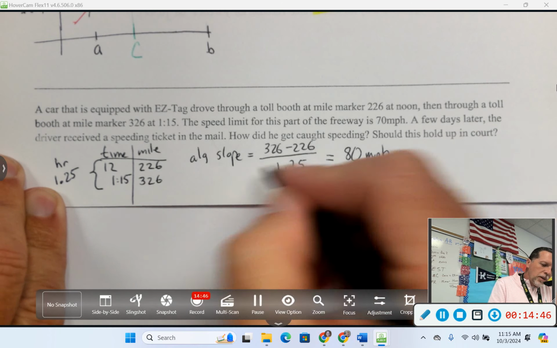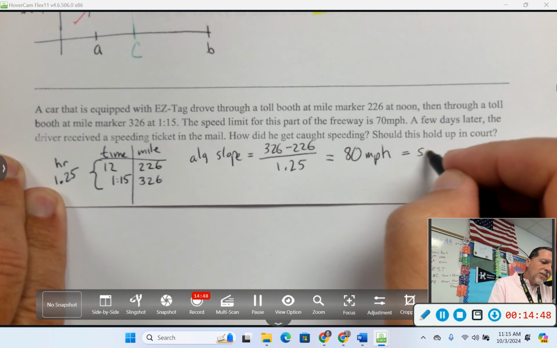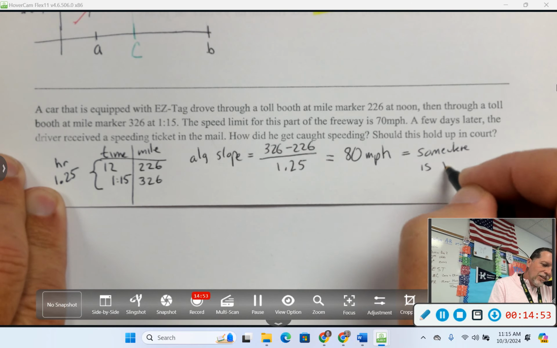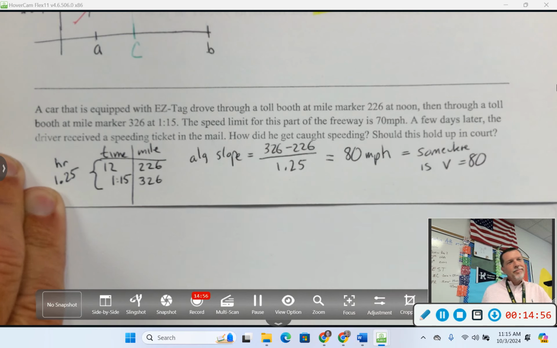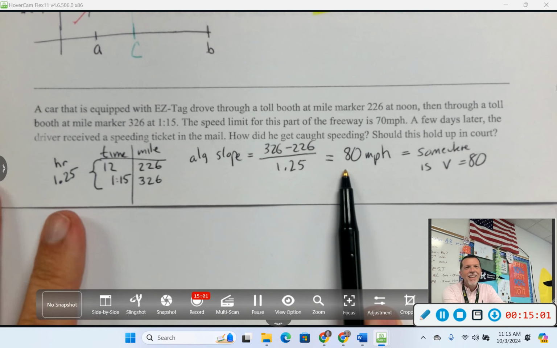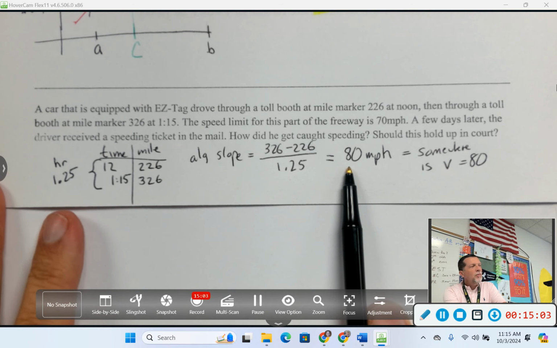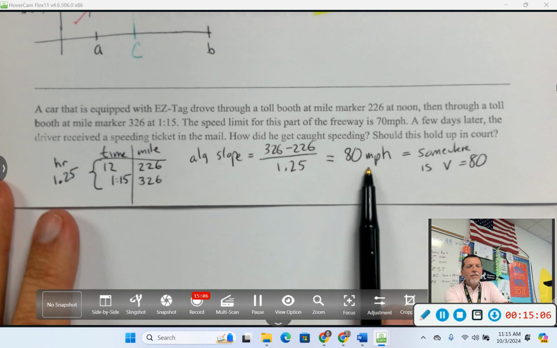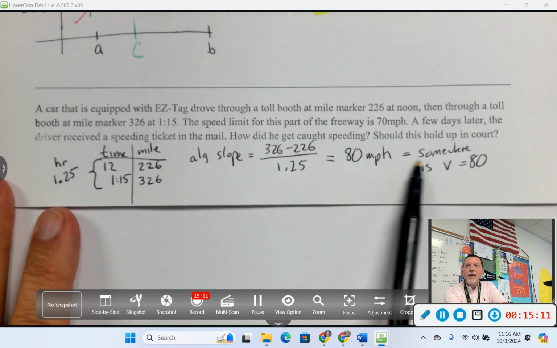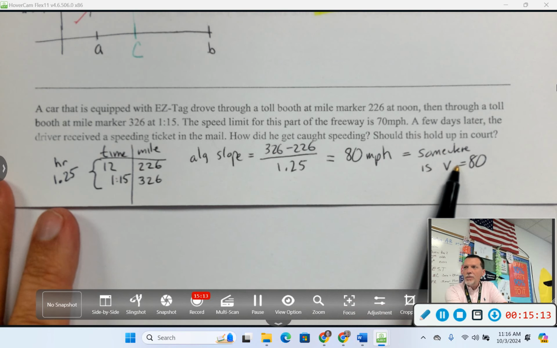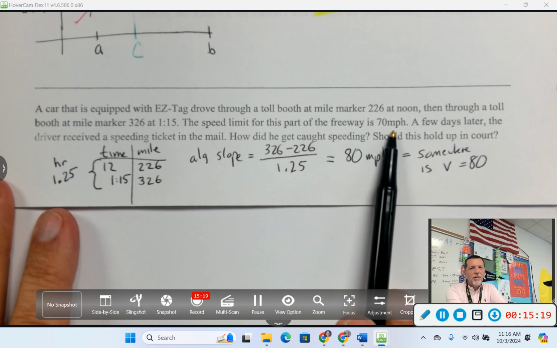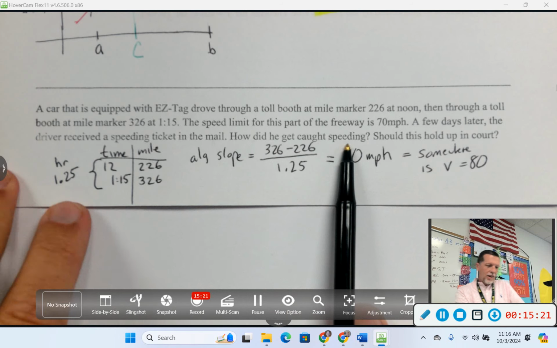The algebra slope, that means somewhere his velocity equals 80. It probably also means that there were times he was more than 80. And if there were times, like if he was 80 the whole time, that means he was over the speed limit for an hour and 15 minutes. However you think about it, whatever his speed was, at some point, a lot of points probably, he was more than 70 miles an hour. So, yes, he got caught speeding by MVT.